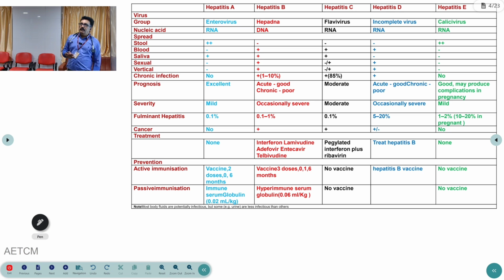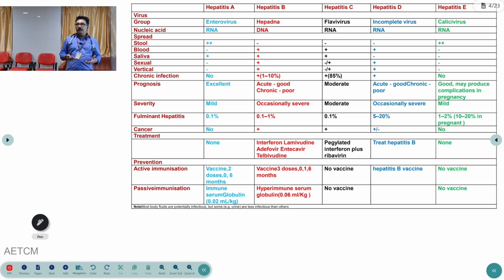Cancers: hepatitis B and C can produce cancers in patients who have chronic infection. Treatment: for hepatitis B, interferon, lamivudine, adefovir, entecavir. Most of these drugs are anti-HIV medicines. So, many patients can have hepatitis B and HIV co-infection, and these drugs will be helpful.